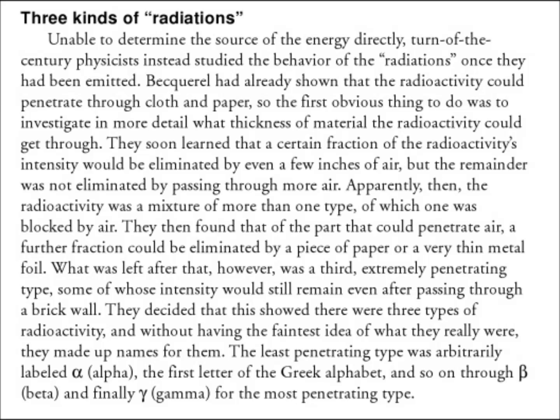They decided that this showed there were three types of radioactivity, and without having the faintest idea of what they really were, they made up names for them. The least penetrating type was arbitrarily labeled alpha, the first letter of the Greek alphabet, and so on through beta and finally gamma for the most penetrating type.